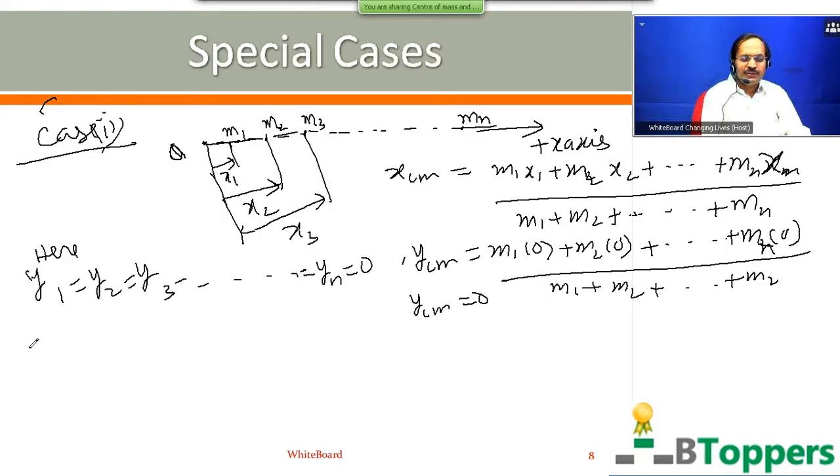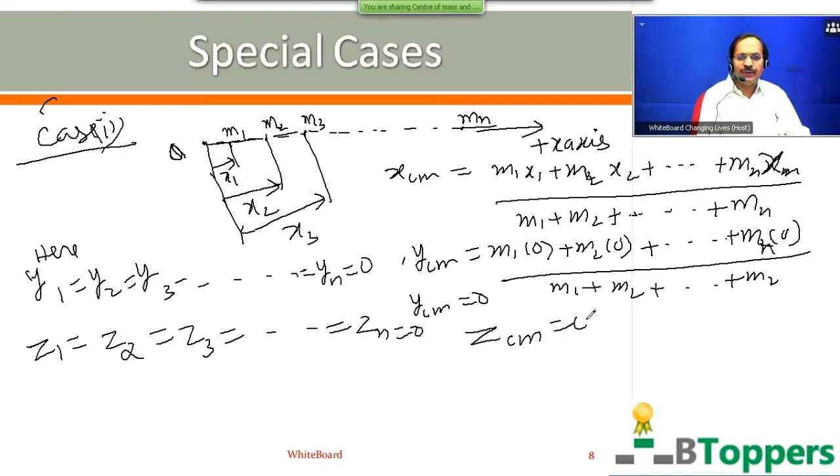The same way, in this case, when all the particles lie on the x-axis, then the z coordinate for each particle is 0. z1 is 0, z2 is 0, zn is 0. In the same way, you get the z coordinate of center of mass also as 0. So the y coordinate of center of mass is 0, the z coordinate of center of mass is also 0. Means the center of mass of the system of n particles also lies on the x-axis at a distance x subscript cm from origin, given by m1 x1 plus m2 x2 plus m3 x3 up to mn xn divided by m1 plus m2 plus m3 up to mn.